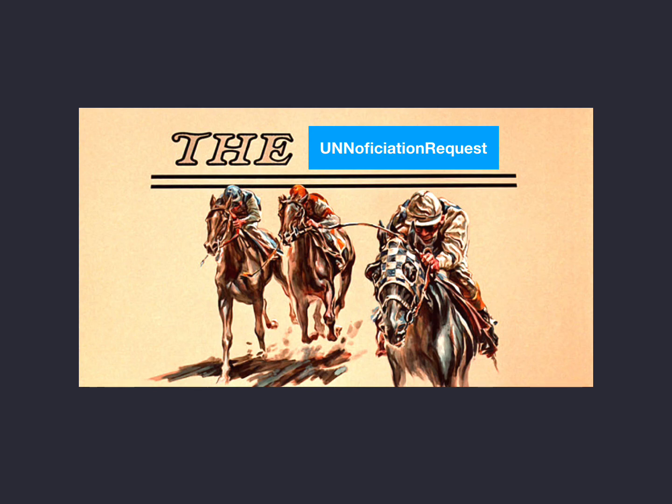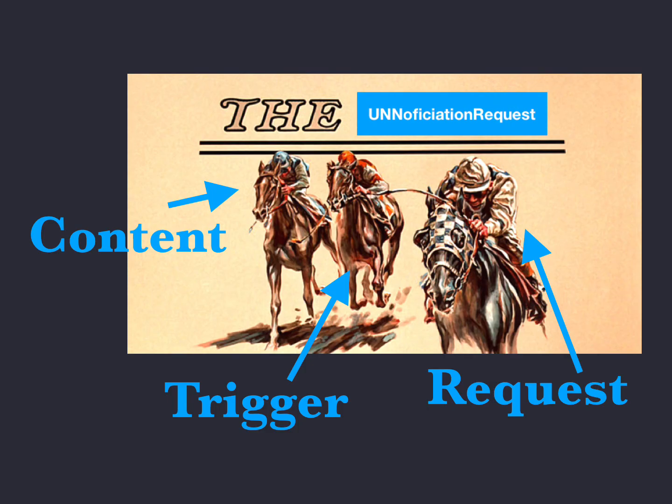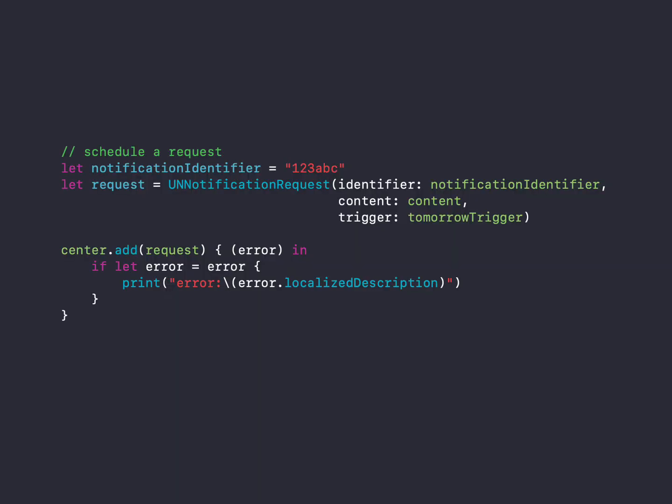I ran out of slides that worked with the talk, but this is the request object. To try to salvage it, we already talked about the content and the trigger. So, when is it being presented to the user? Under what circumstances? Then you bundle that up into a request object. The request object takes an arbitrary identifier that's a string. You give it your identifier, your content, your trigger, and then you add it to your notification center.